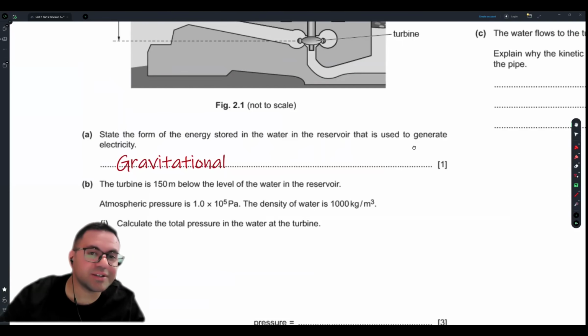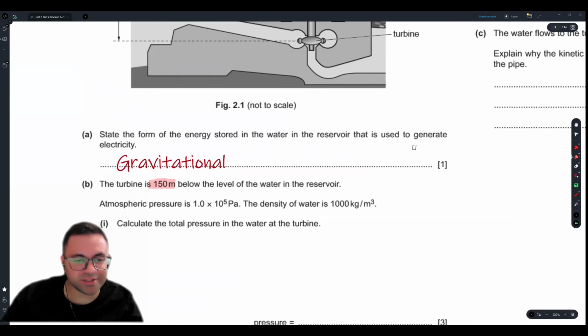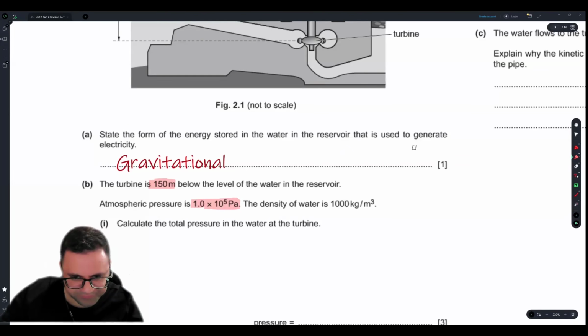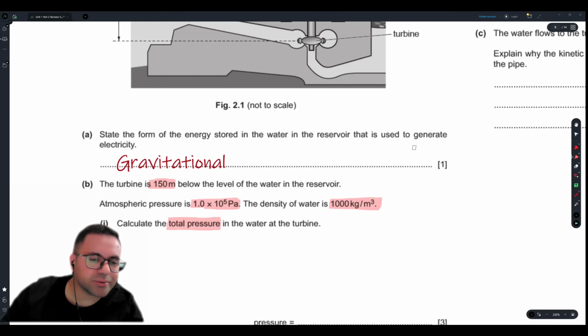The turbine is 150 meters below the level of the water. That's the height or depth. The atmospheric pressure is 1 times 10 to the power of 5. The density of the water is 1000. Calculate the total pressure in the water. Not the pressure of the water, the total pressure in the water.